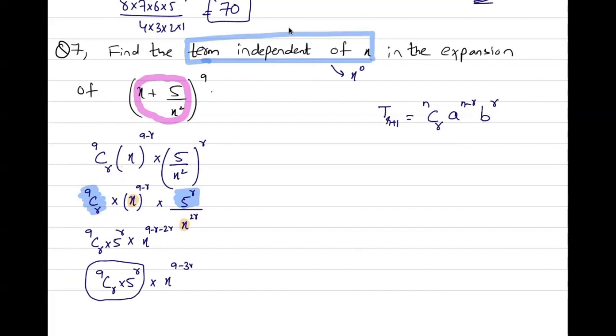I need to find the term independent of x, which means that x must have the power of 0. So over here, the x power must be equated to x to the power of 0. I'll equate x to the power of 9 minus 3r with x to the power of 0 for the independent term.